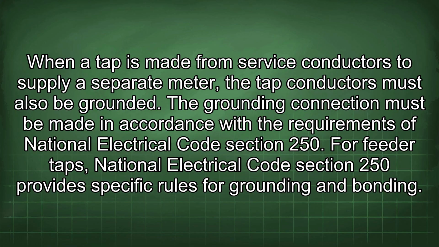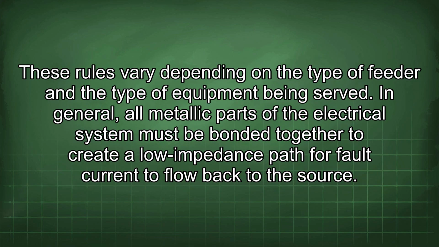For feeder taps, National Electrical Code Section 250 provides specific rules for grounding and bonding. These rules vary depending on the type of feeder and the type of equipment being served. In general, all metallic parts of the electrical system must be bonded together to create a low impedance path for fault current to flow back to the source.